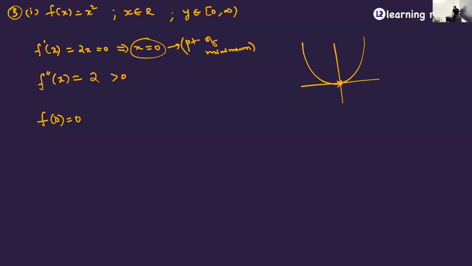Then what will you do? f double dash is 6x. So f double dash of 1 is 6. So 1 is a point of minimum. f double dash of minus 1 is minus 6. So minus 1 is a point of maximum.